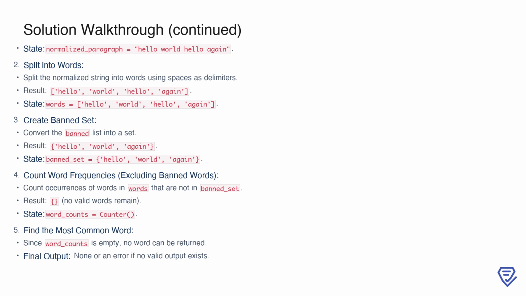In this final example, the paragraph contains a few words, but all of them are banned. After normalizing the paragraph by converting it to lowercase and replacing punctuation with spaces, we split the string into a list of words. Then, we convert the banned list into a set for efficient lookups. At this point, we count the frequencies of words that are not in the banned set. However, since every word in the paragraph is banned, the resulting frequency dictionary is empty. As there are no valid words left, the output is either none or an error, as no word meets the criteria for being the most common non-banned word.